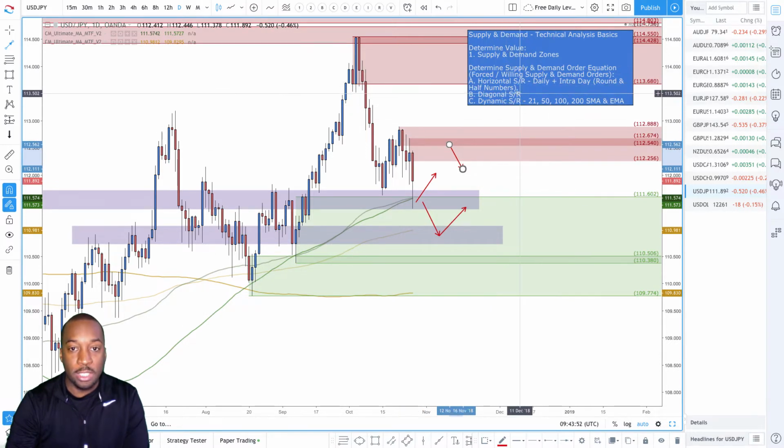You might get one, you might get two, you might get three. Usually you get the horizontal support and resistance. If you don't get all of them, it doesn't really matter, but you want at least one or two. Three would be perfect. It's like an A1 setup, technically.